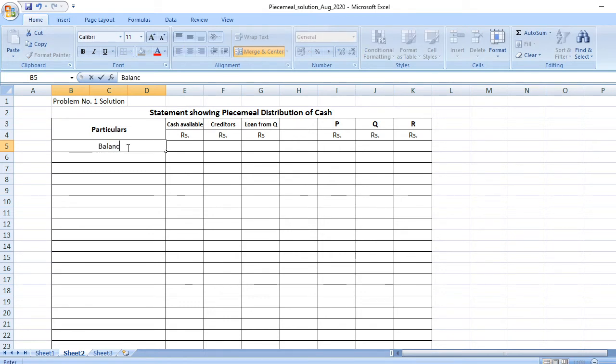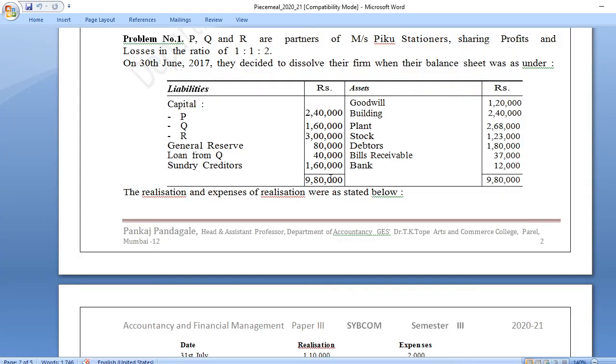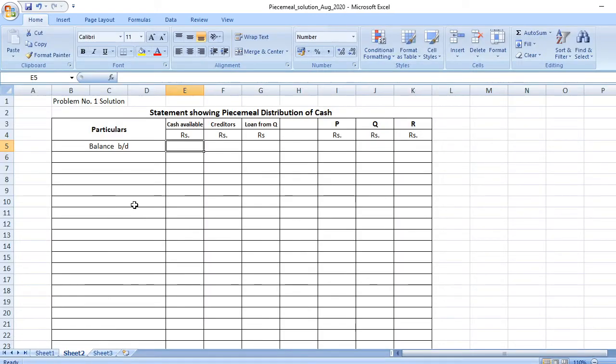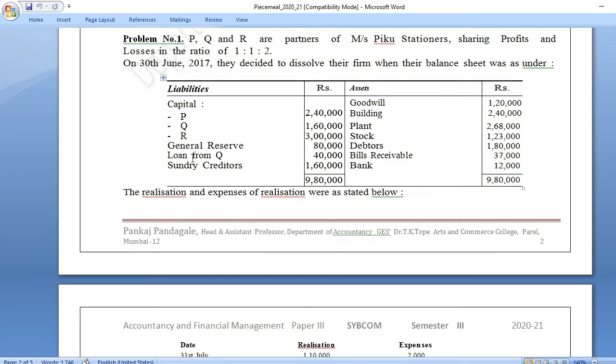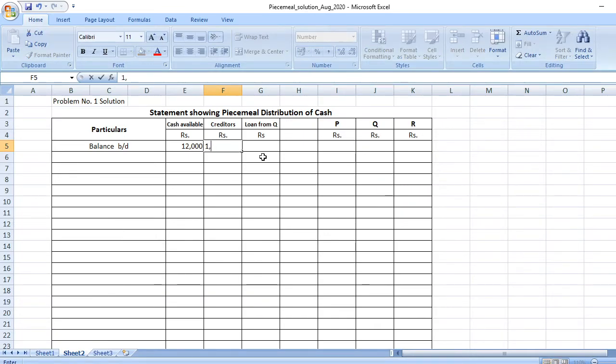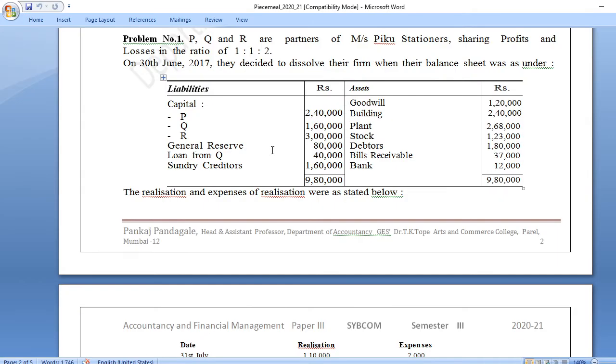Balance brought down. Now friends, in our problem the asset side bank balance is provided as 12,000. The 12,000 amount we will put as cash available. The creditors amount we have to pay is 1,60,000. So we write 1,60,000, and loan from Q we put here 40,000.